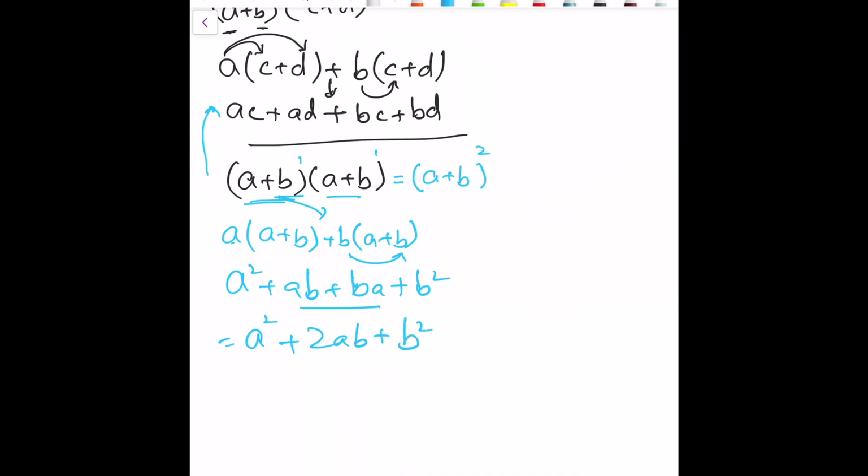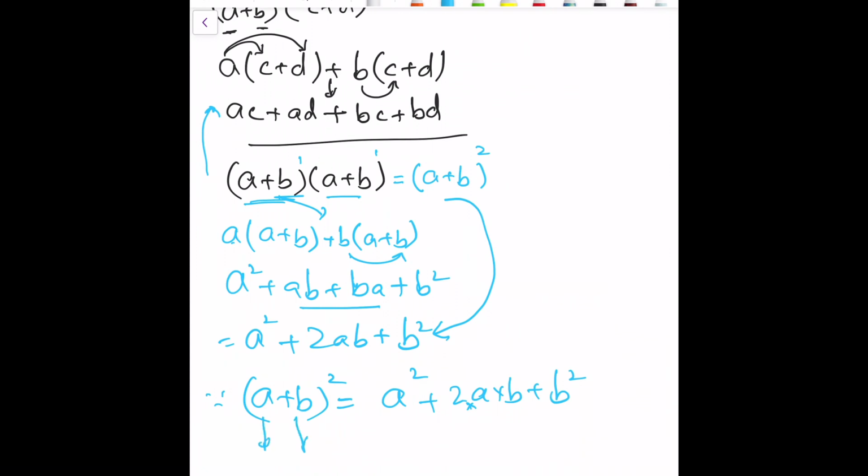Now it means if we have a plus b whole squared, we can straight away write this answer. Therefore a plus b whole squared is equal to the square of the first, plus 2 times a times b, plus b squared. Here a is the first term and b the second term, so square of the first, square of the second, and in the middle 2 times the first times the second term.